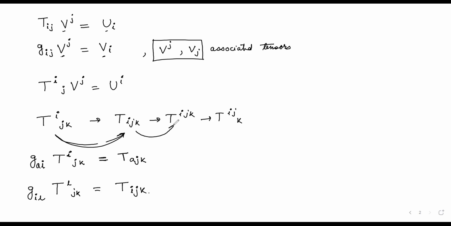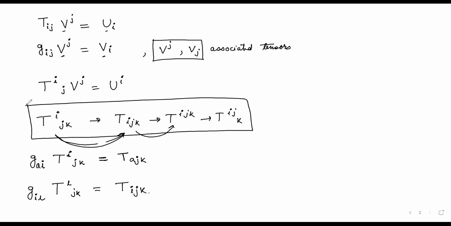Similarly, from this you can obtain this by multiplying by the contravariant metric tensor 3 times. So all these tensors, I repeat, all these tensors in various different forms formed by raising and lowering indices by using the metric tensors, these are called associated tensors.